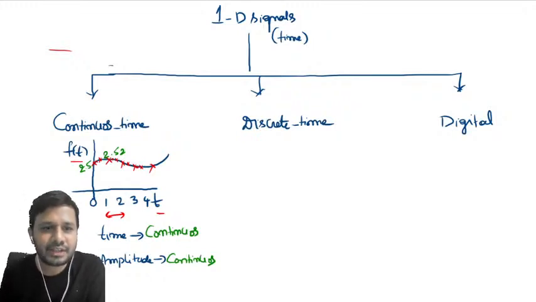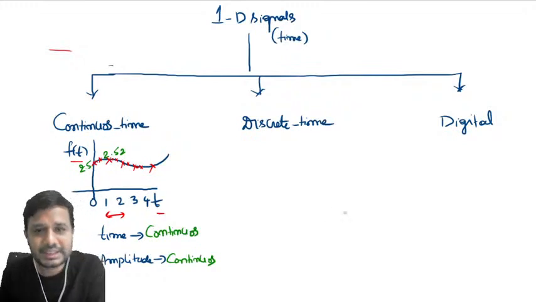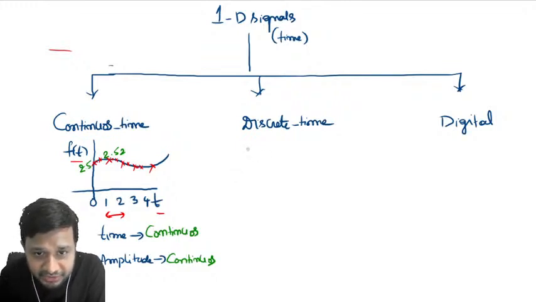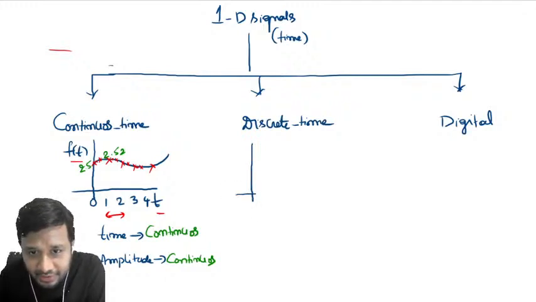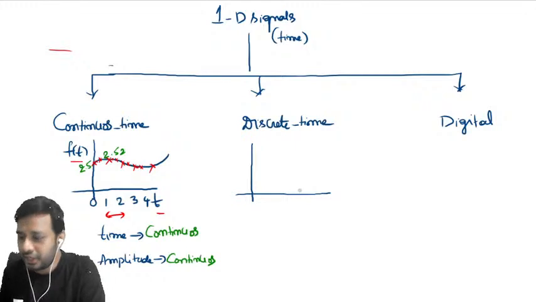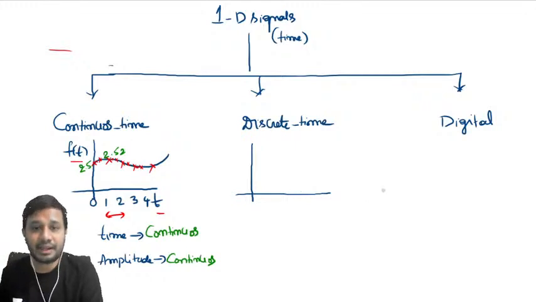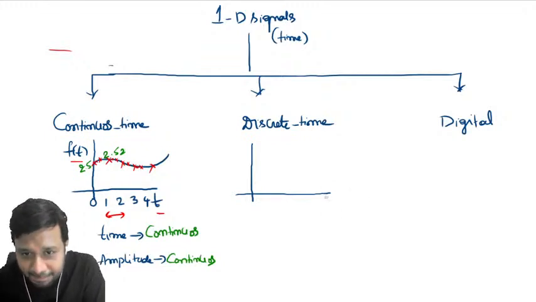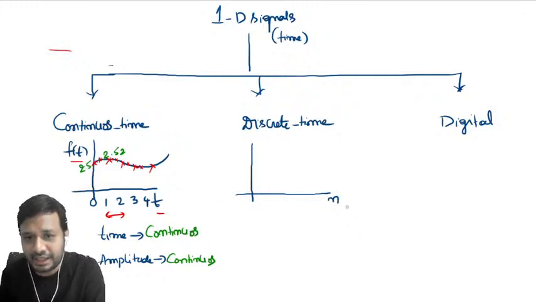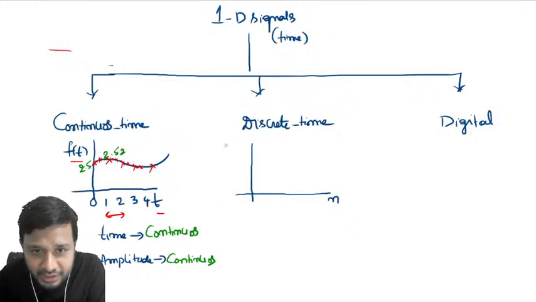Now coming to the next classification of one-dimensional signals, that is discrete time signals. Now how are you going to define discrete time signals? Before defining, in order to represent these discrete time signals also, we'll take one vertical axis and one horizontal axis. Here also, the independent variable is taken along the horizontal axis, but it is denoted with n instead of t. And the dependent variable is taken along the vertical axis, defined as f of n.